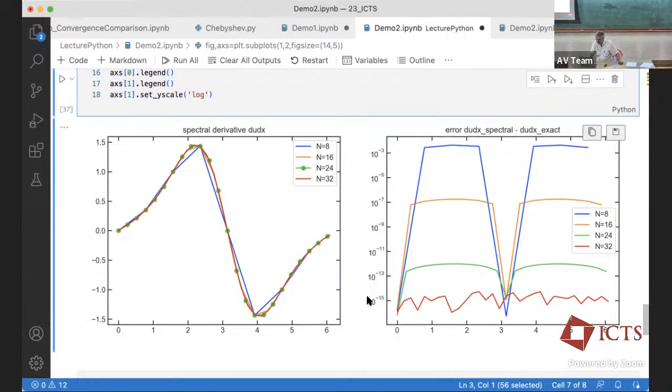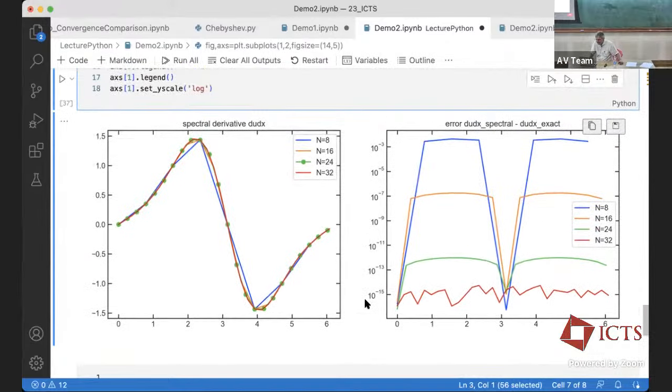And it's when Fourier methods, or spectral methods, work that they can work remarkably well. And I think at that point I'm out of time.